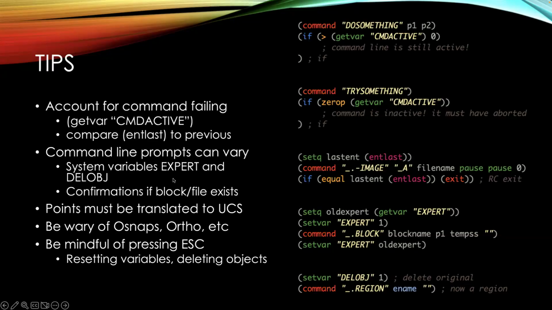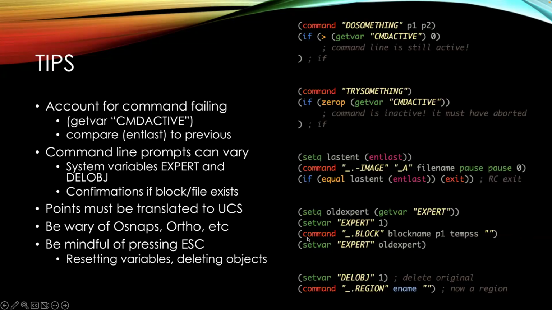You also want to be wary of system variables that will affect the order of the prompts. Very important. Here's a classic one, the expert system variable. When I'm trying to fire the block command to make a block, if that block name already exists, it will prompt, do you want to overwrite? Yes, no. And so I'd have to put a Y here. There's a couple ways to do this, of course. I could put an if statement. I could say, if the block exists, use this version of the command line. Otherwise, use this one. I don't like that one personally.